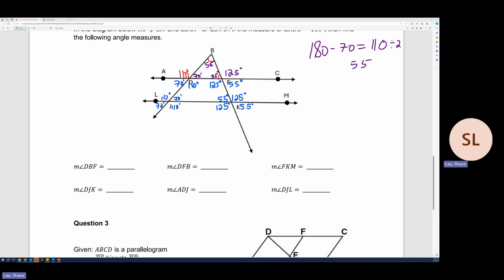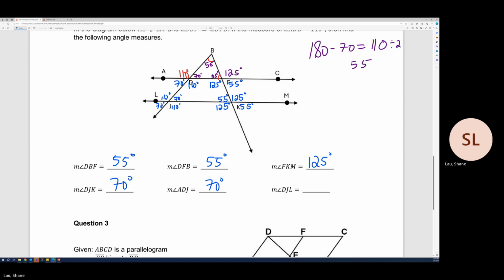And the nice thing here is that I have every single angle already labeled, so I can just look at these and be like, oh, I know exactly what that is. So DBF is what we saw for the very beginning, 55 degrees. DJK is 70 degrees. DFB is 55 degrees. ADJ is 70 degrees. FKM is 125 degrees.